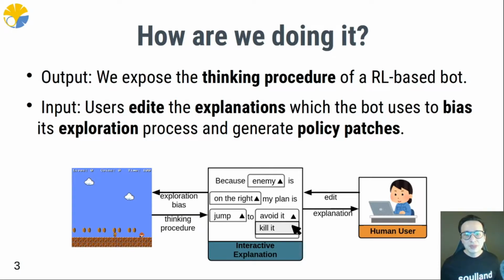And then we integrate this patch to the global policy in the correct states according to the explanation of the human user. Like in this example, only when an enemy is on the right, try to kill the enemy, not try to avoid it. In this way, we can have fast interaction cycles, which are essential for a good interaction.